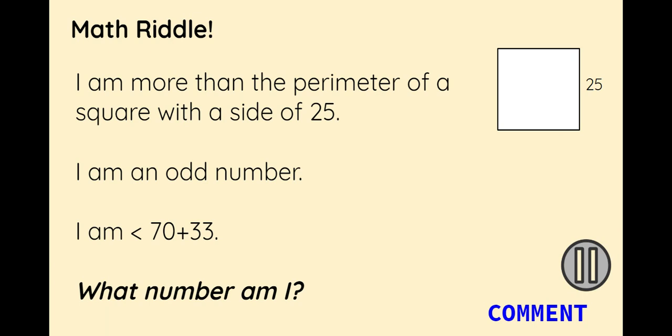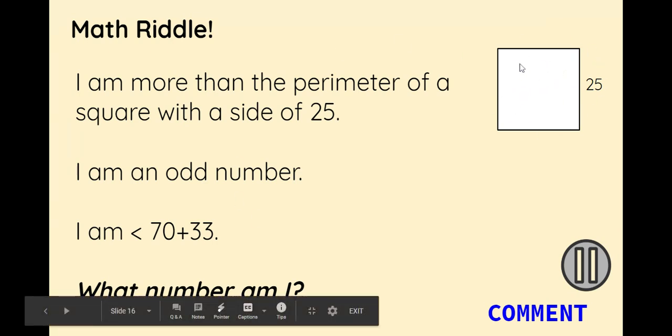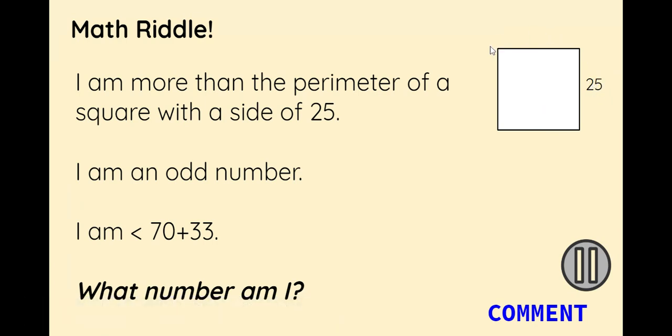So here are the statements. It says, I am more than the perimeter of a square with a side of 25. So if I have a square and I know that one side is 25, I can find the perimeter of this square. And this is saying that this number for our riddle is more than the perimeter of this square. So we know that it's greater than the perimeter of the whole square.